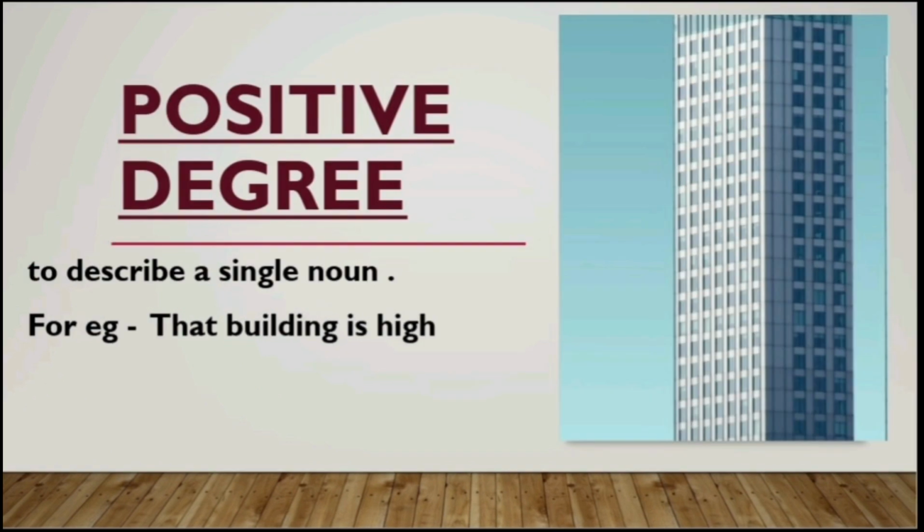Positive degree of adjective. Now when do we use a positive degree of adjective? When we describe a single noun, like one noun, we use a positive degree of adjective. The example is that building is high. That building is high. We are not comparing it with anything, right? We are just describing, positively describing. Whenever we describe a single noun, we use a positive degree at that time. So high is a positive degree of adjective.